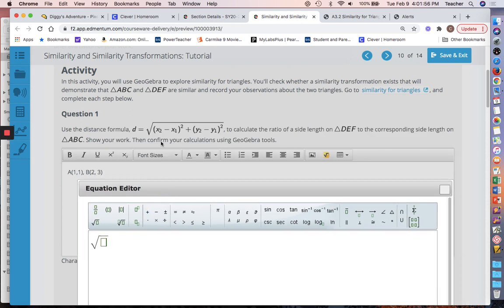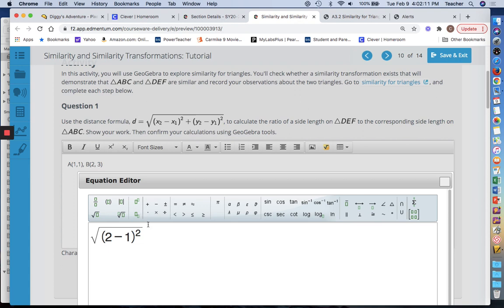Move this down so we can see what we're doing. All right, so your x2 is 2. x1 in your problem is the 1. And don't forget your square. Plus, go back, I need that plus to go with it. There we go. And then y2 is 3, and y1 is 1, so 3 minus 1, and squared.